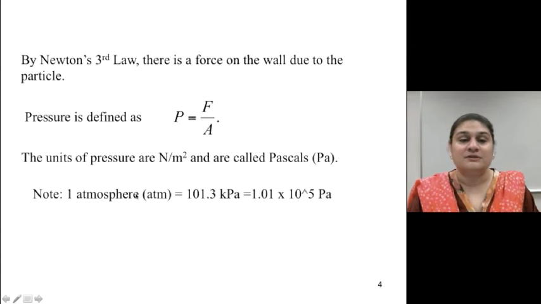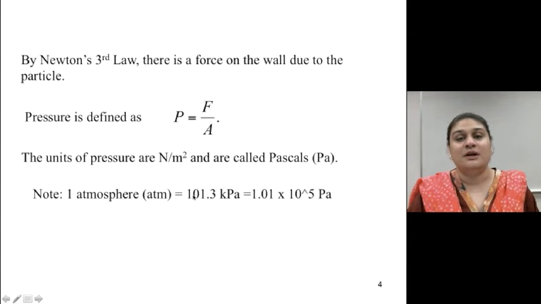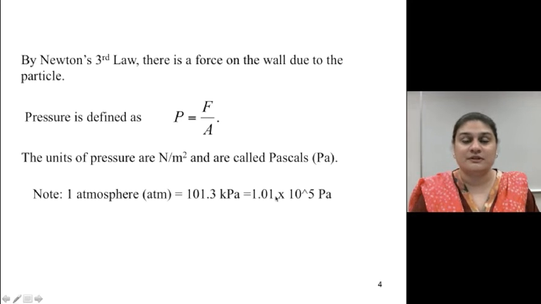One other thing that you need to be very aware of is atmospheric pressure. The normal unit that people use is called the atmosphere, or atm, and that is equal to 101.3 kilopascals. So basically it's 1.01 times 10 to the 5 pascals. These conversion units are very important to remember.